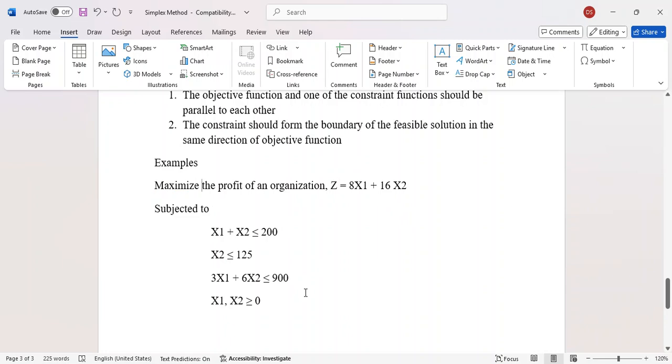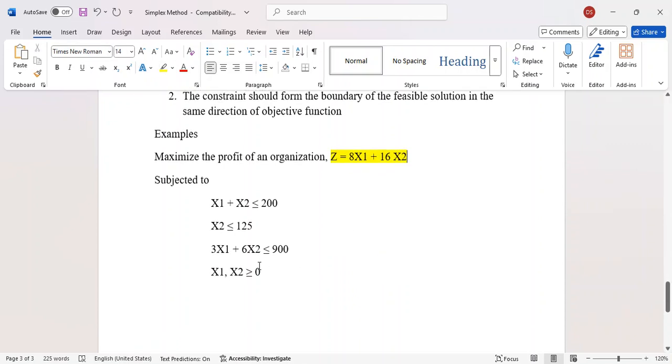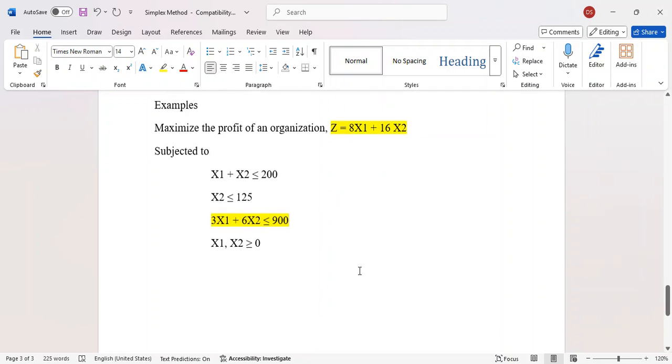Just mark it. If an equation has been identified in this manner, how can you identify that the particular equations are parallel to each other? This is the objective function. I just make it yellow so it will be easier for you. And I take another, the constraint function here, and we check whether it is parallel or not. How can you check it? Suppose there are two variables x1 and x2.